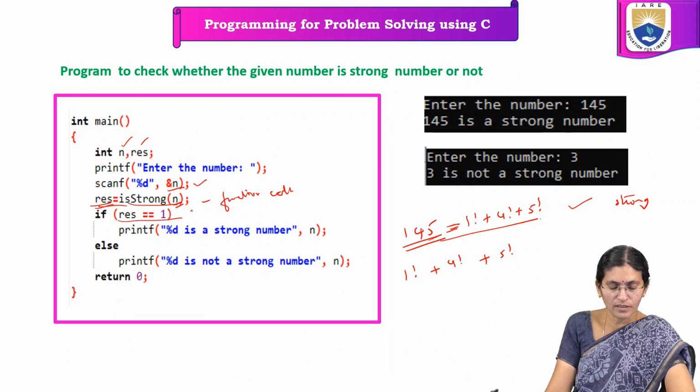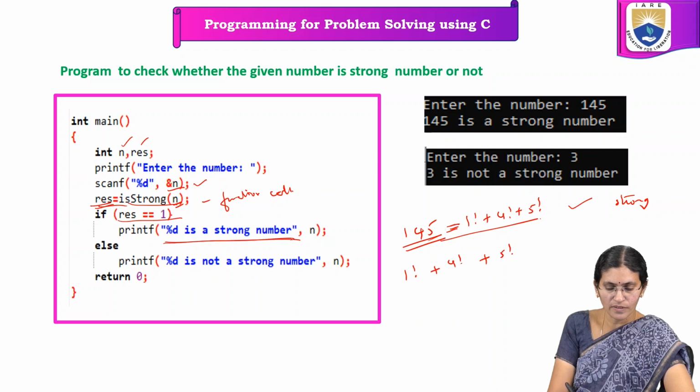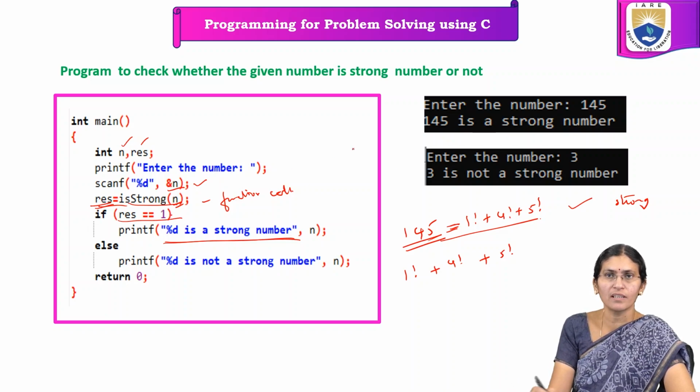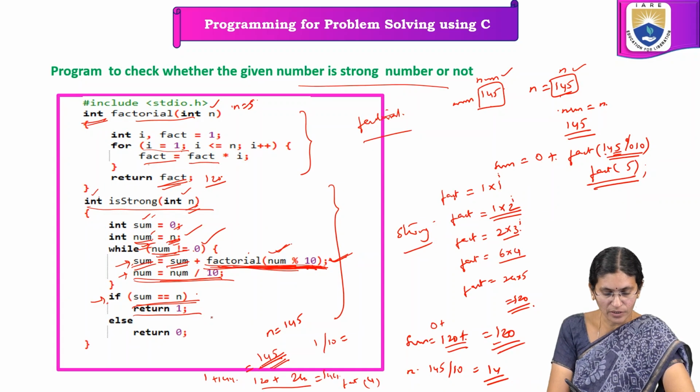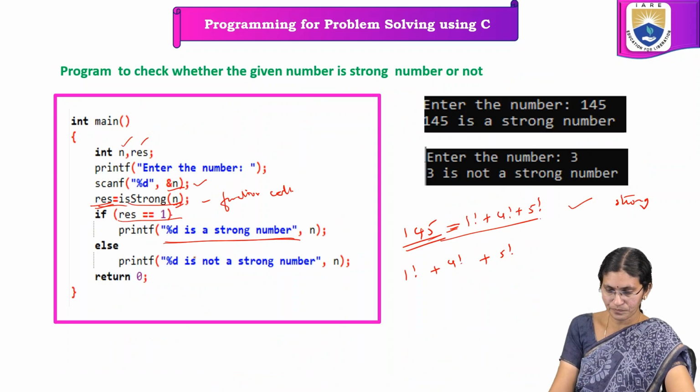Here we are checking the condition res is equal to 1. Therefore the printf statement prints %d is a strong number, meaning the given value of n is a strong number; else it is not a strong number. So in this way, in order to check whether the given number is a strong number or not, we have written two user defined functions, one to calculate the factorial and the other to calculate the sum of the digits.